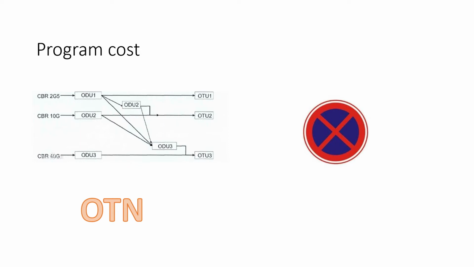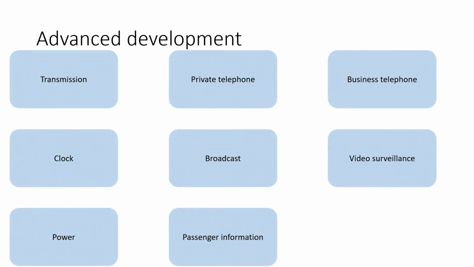However, the cost of OTN is very high and it is unique. The country can't produce the OTN but can only buy it from other companies. Besides, it's very expensive. So I believe the OTN is only a possibility until the country can mass produce the device or develop a better transmission device to replace it. So the next part is advanced development.